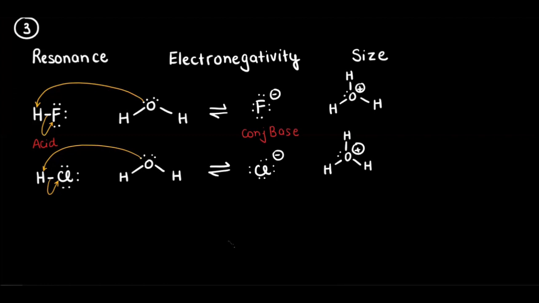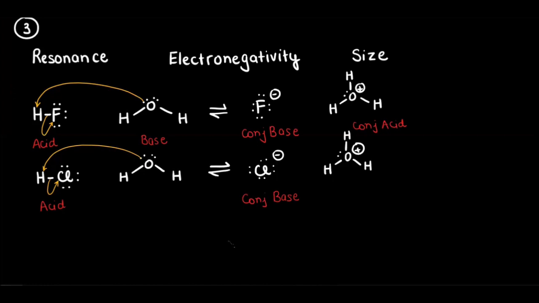Again, on the left-hand side, you have an acid, the hydrochloric acid, and on the right-hand side, you have its conjugate base. Similarly, you can say that on the left-hand side, you have a base, which is water, and you have a conjugate acid, which is hydronium.